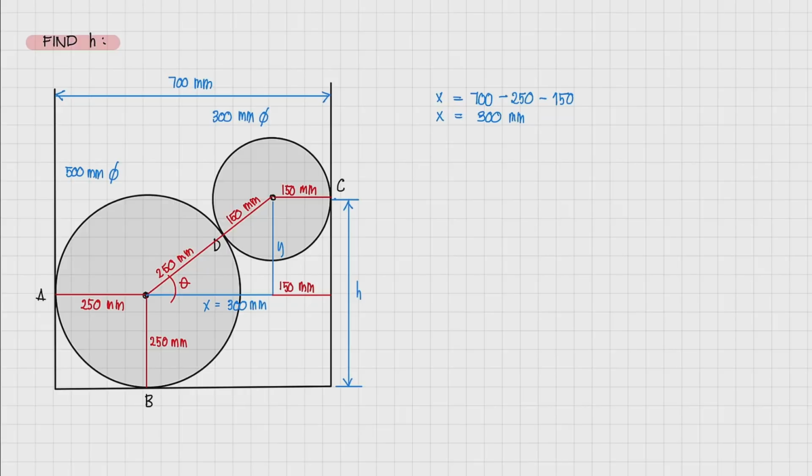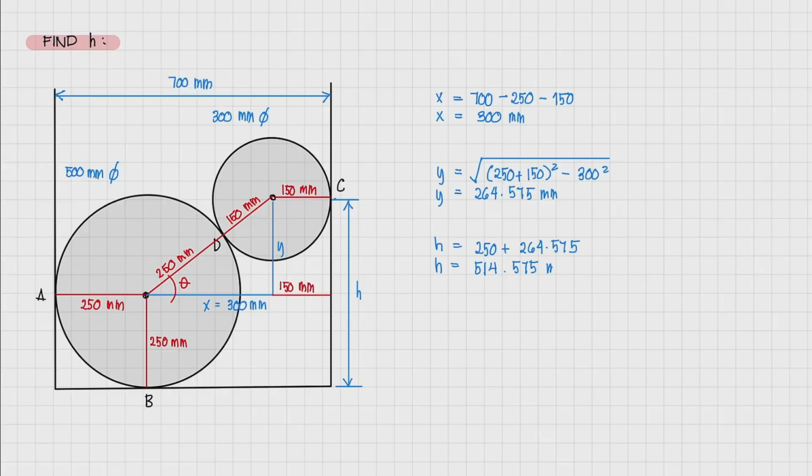So, now that we know x, we can now solve for y by just using our Pythagorean Theorem. So, solving for y, y now is equal to the square root of 250 plus 150 squared minus 300 squared. So our y now is equal to 264.575 mm. Okay, so from that, we can solve for our h. So our h is equal to 250 plus y, which is 264.575. And that's equal to 514.575 mm. So that's our answer for the sample problem.